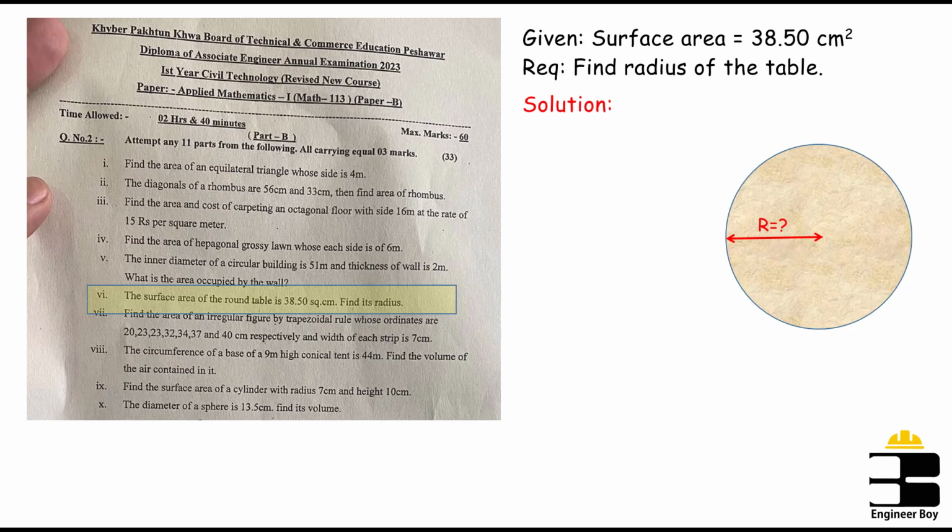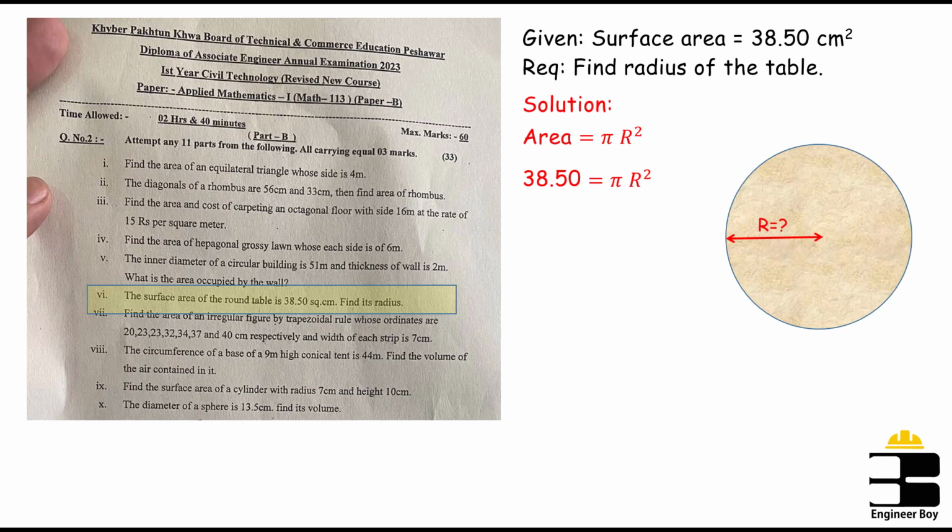In the solution, remember, this is a circular table, so we are going to take the area of the circle, which is pi r square. You can also take pi d square divided by 4, then determine d, and then divide that by 2 so you can get r. As you can see, we are going to determine r. That means we will be using pi r square. Remember, area is given, 38.50 square centimeter, and equals pi r square.